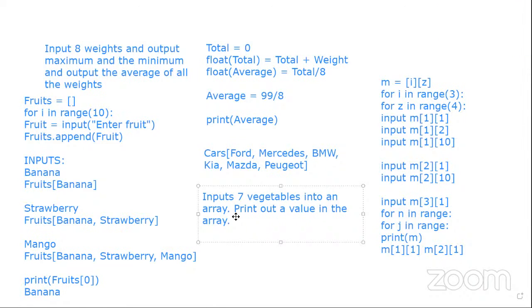Oh wait, one thing about for loops. The for here, you put like for i in range. Does it have to be i or can it be anything? It can be anything. Oh, okay.